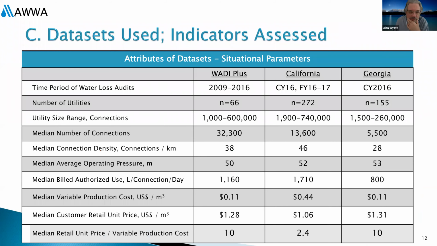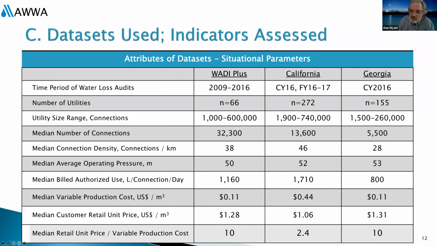Now I'm going to turn to the data sets that were used to do this analysis. And when this was started, a couple of years ago, we had certain data available. There's a lot more now, but 3 databases, one WADI Plus, which is a selection of utilities across the United States and Canada, some big, some small, and it uses the average aggregated numbers over that time period.